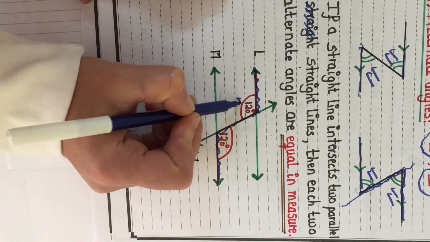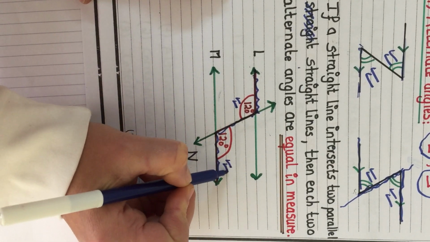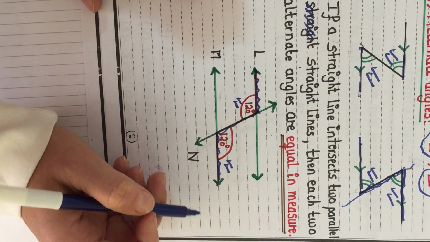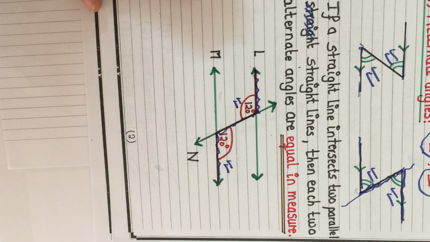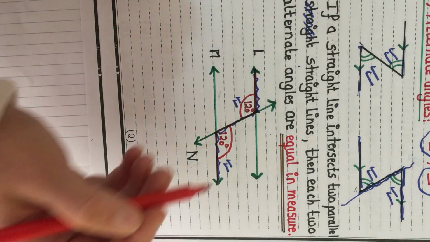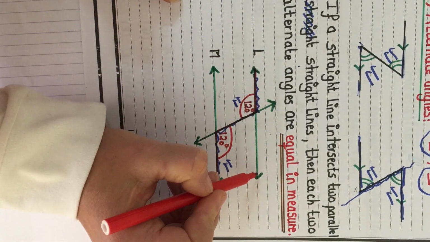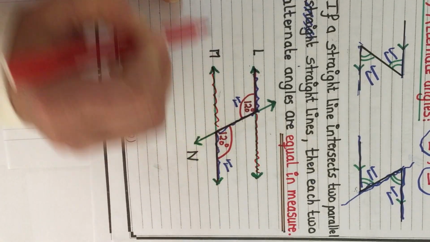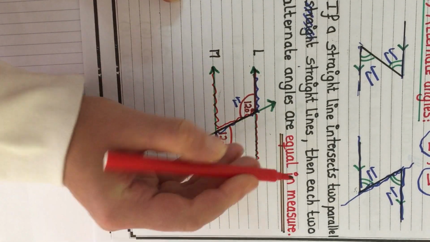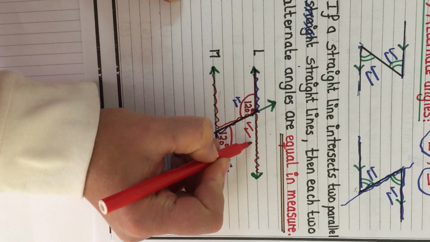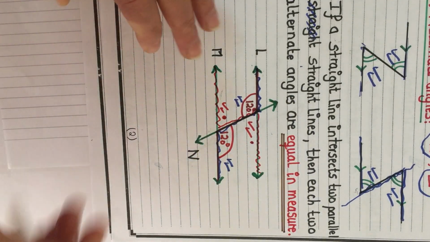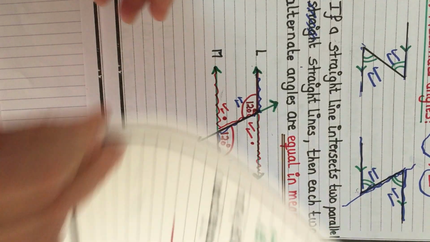So this means 120 here is equal to 120 here because we found two alternate angles equal in measure. Who can tell me how can we find another Z? Do we have another Z? Yes, on the other side. If we say this line is parallel to this line, right? And this is the transversal. So this means this angle is equal to this angle. Right or wrong? Yes.